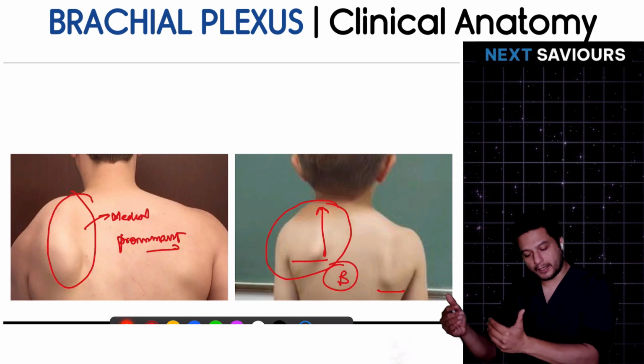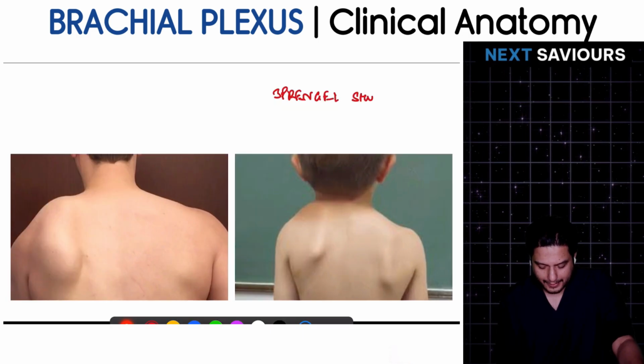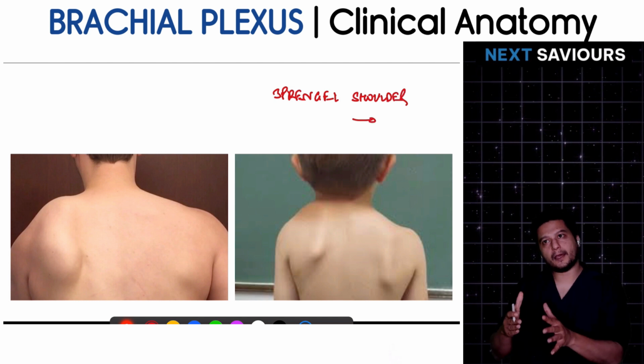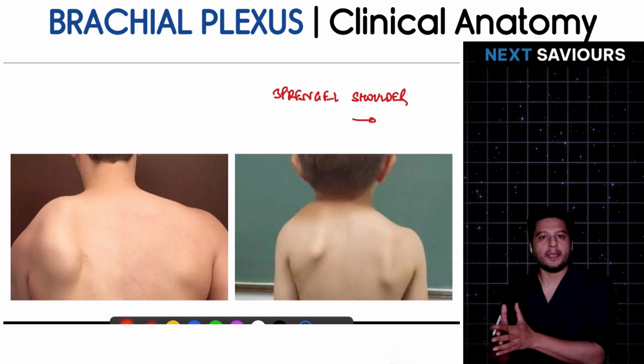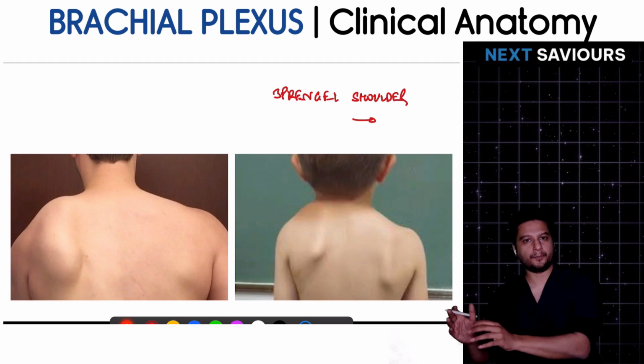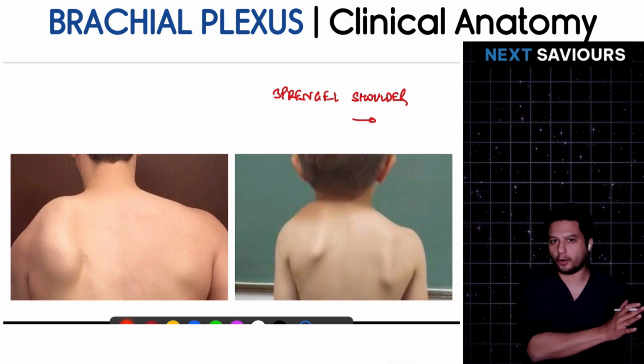So what is this condition B? It is Sprengel's shoulder. Sprengel's shoulder is a congenital abnormality where there is failure of descent of the scapula, as a result of which one of the scapulae remains higher in comparison to the other, and this is altogether a different abnormality, not the winging of a scapula.